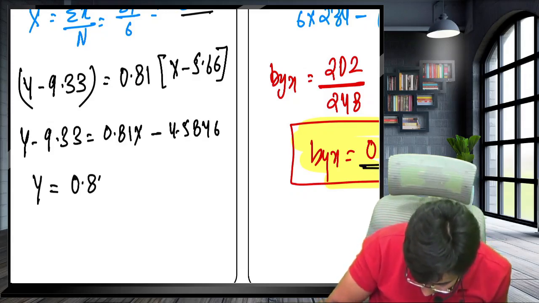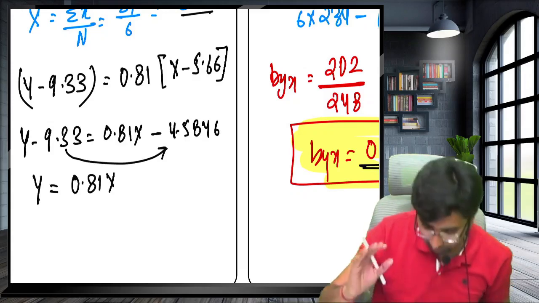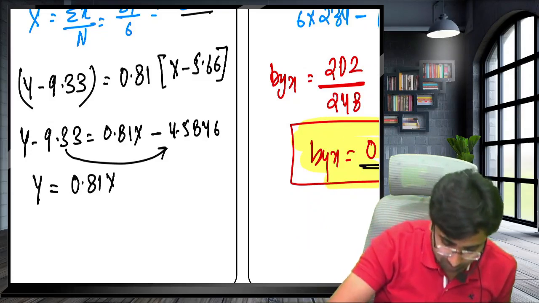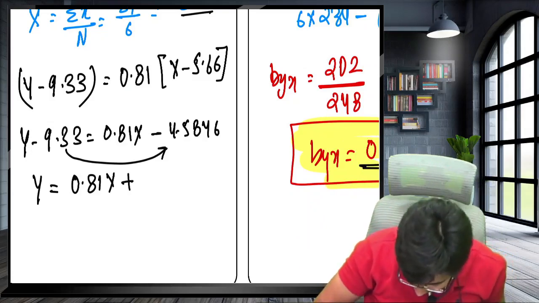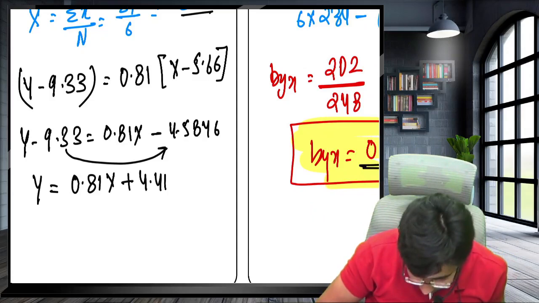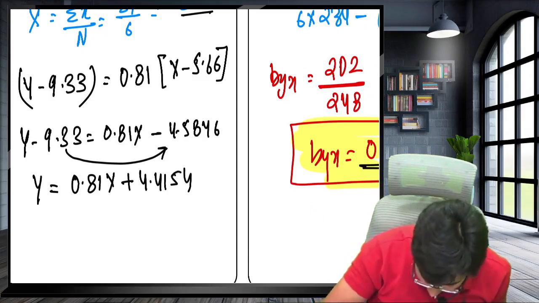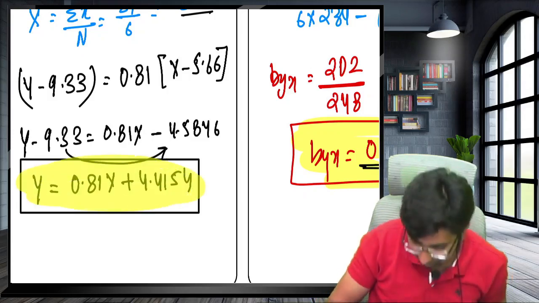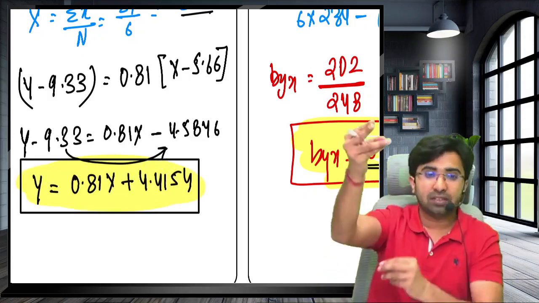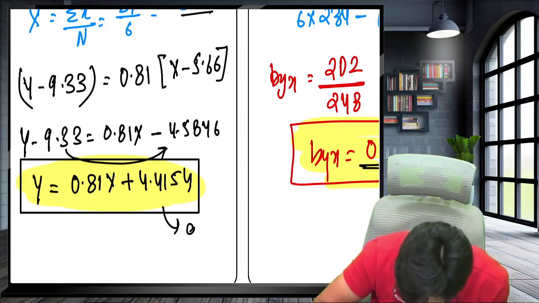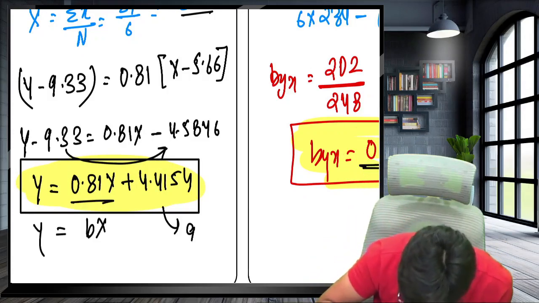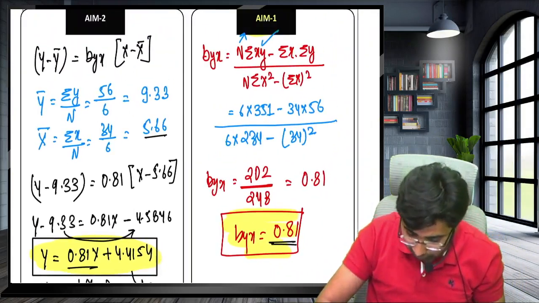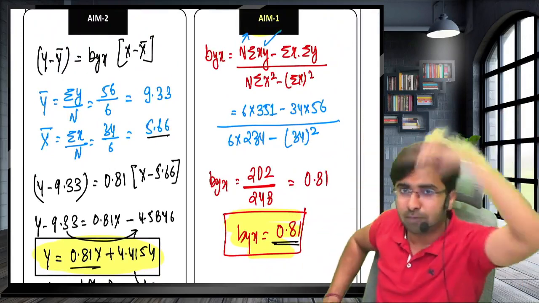Let's make y on one side. It will be 0.81x. Guys, when this comes over here, it will be plus 9.33 minus 4.5846, so when you solve this, it will be plus 4.4154. Guys, can you see, is this Ravi Kumar or Kumar Ravi now? Sir, y is equal to, we can say this is a and this is bx, so y equals a plus bx. Guys, I have achieved my aim number 2.